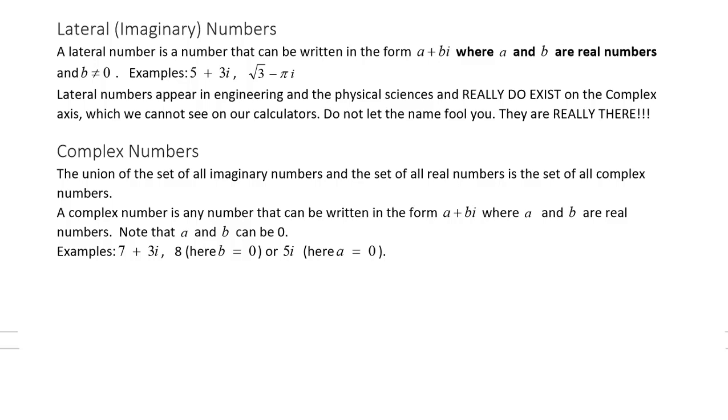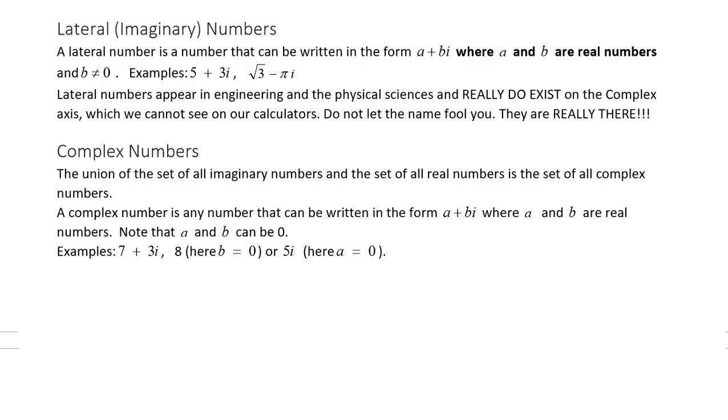Welcome back. We are now going to officially discuss imaginary numbers. An imaginary number is a number that can be written in the form a plus bi, where a and b are real numbers, and b does not equal 0. Examples of this would be 5 plus 3i, or root 3 minus pi i.